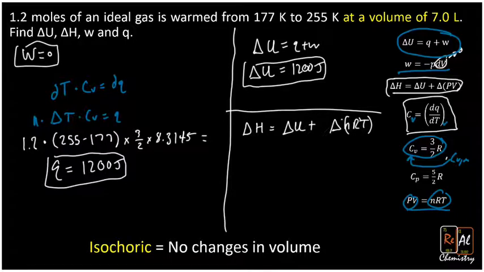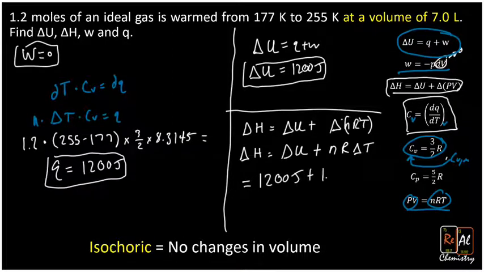That delta nRT is considering the possibility that all of those variables could change. But remember, the number of moles is constant because we have a sealed container, and the gas constant is, of course, constant. So the only thing changing there is temperature. So we get delta H equals delta U plus nR delta T. For delta U, we plug in 1200 joules plus n, which is 1.2, times the gas constant, 8.3145, times my change in temperature, which is still 255 minus 177.